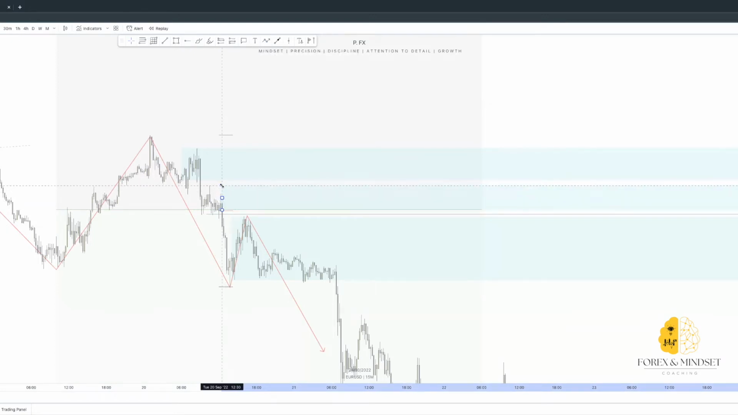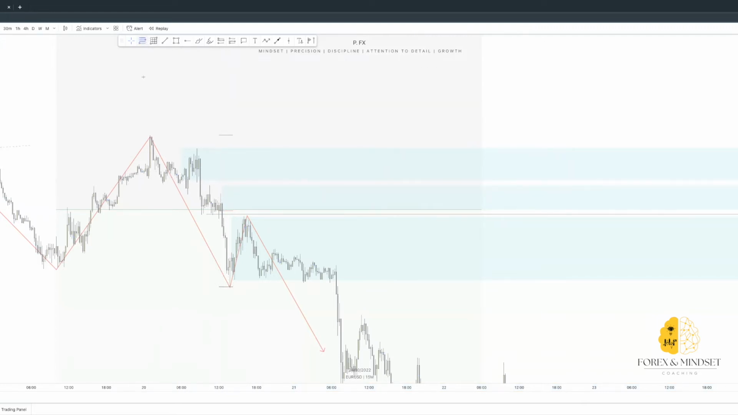I choose to take all of those wicks into consideration because even though this is mitigated internally, there will be liquidity there because, as you can see, this wick hasn't swept anything to the left. It swept internal, but it didn't sweep this wick, so therefore there still could be liquidity left.